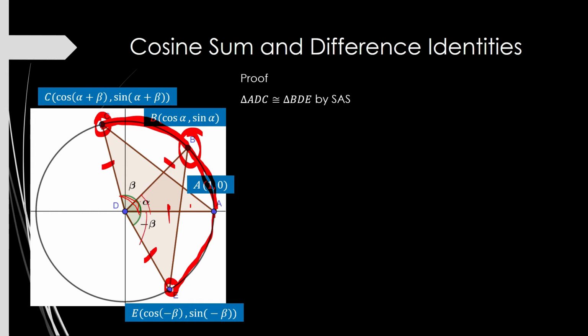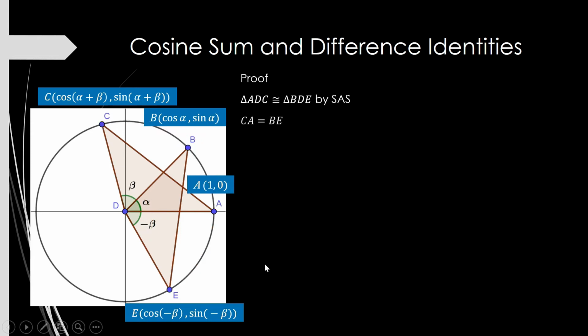But as an angle of a triangle, we don't call it negative beta. We call it also beta. So, this included angle is also alpha plus beta. So, by the triangle congruence, which we call SAS, side angle side, the two isosceles triangles are congruent. If they are congruent, then their corresponding sides are also congruent. And so side CA is going to be equal in length to side BE.